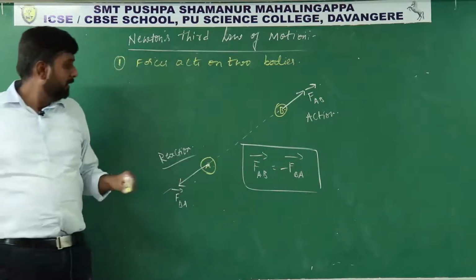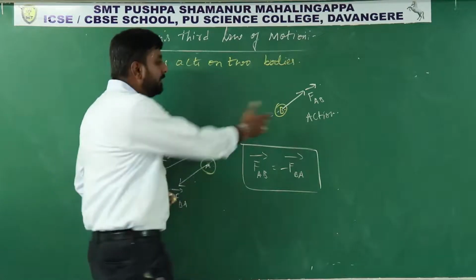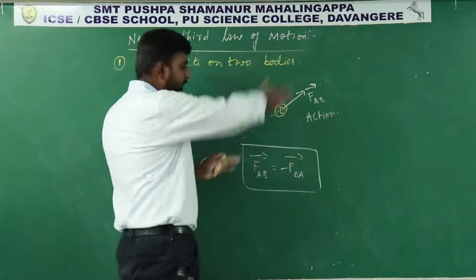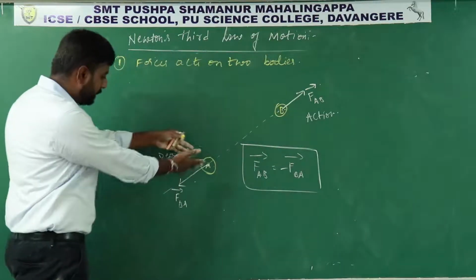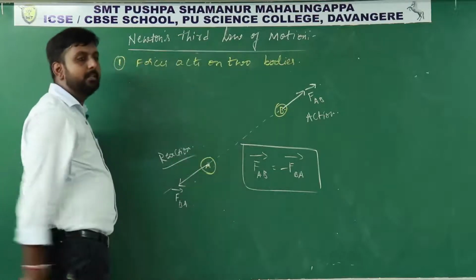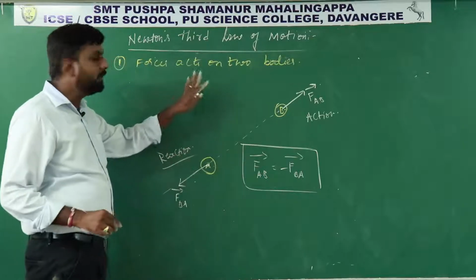But here the forces are acting on two bodies. Hence here there is a net force, and this body will move with some acceleration. Here also there is a net force acting, hence it will move with some acceleration. This is the first condition: these forces do not get cancelled.